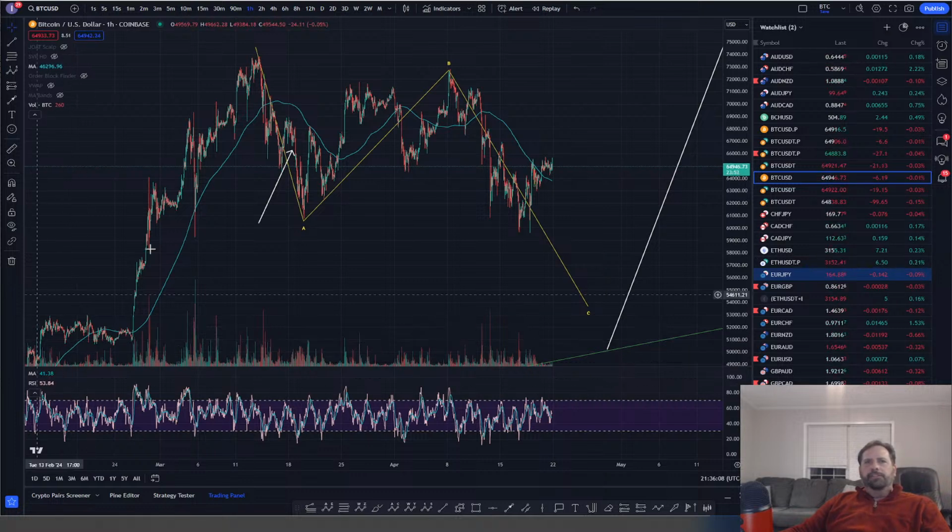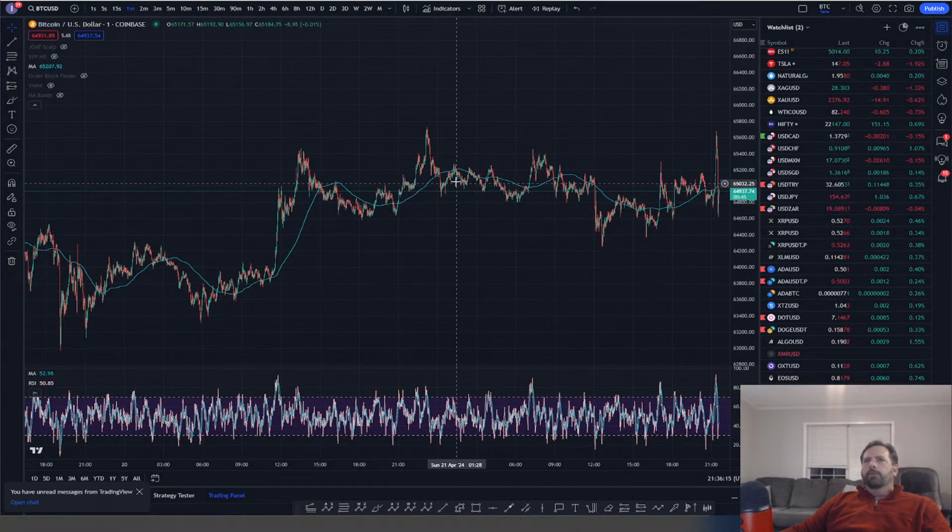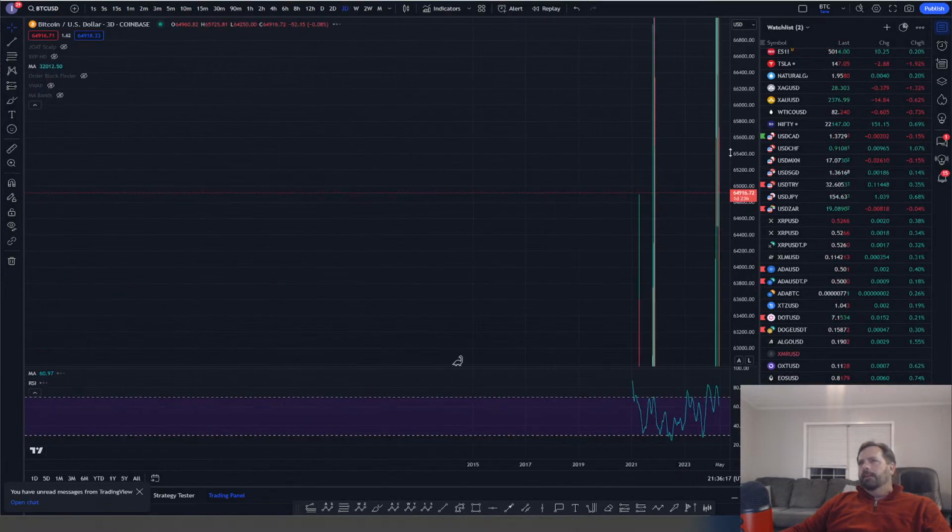Okay, guys, let's jump in. Let's do the analysis and see what's going on. All right, so let's start with the macro. Let me get on the 3-day chart here.